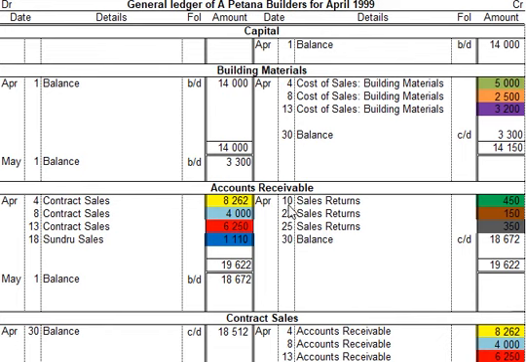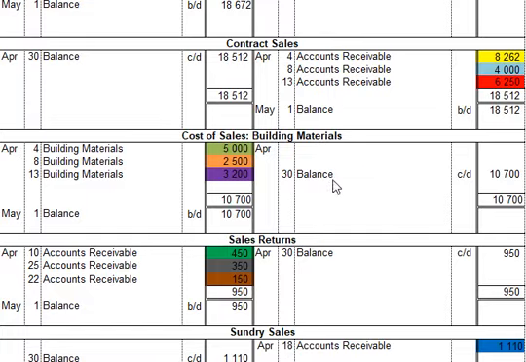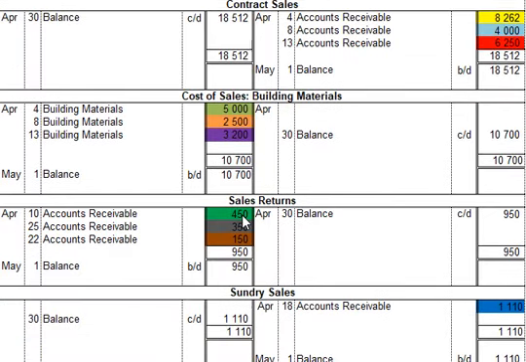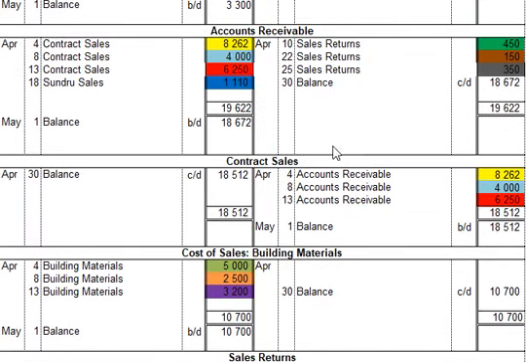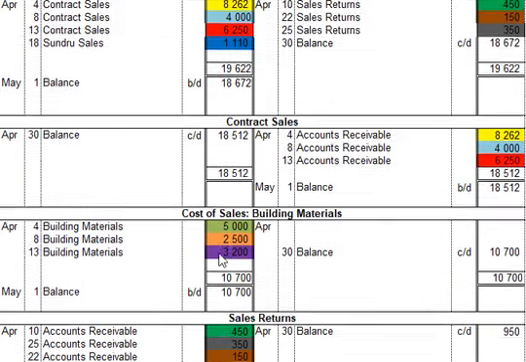So on the 10th, we credit accounts receivable. We make the accounts receivable less. We decrease it on the credit side with the 450. And we take it to the sales returns account, debit sales returns with the 450. So credit accounts receivable, credit sale, and take it to sales returns, debit sales returns with 450.